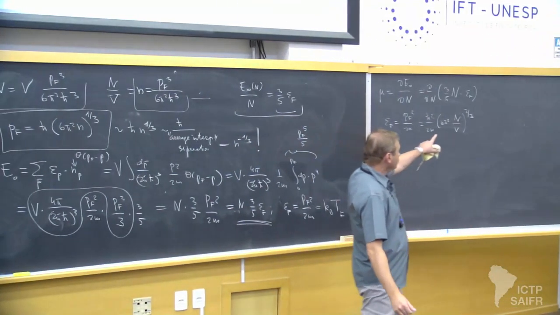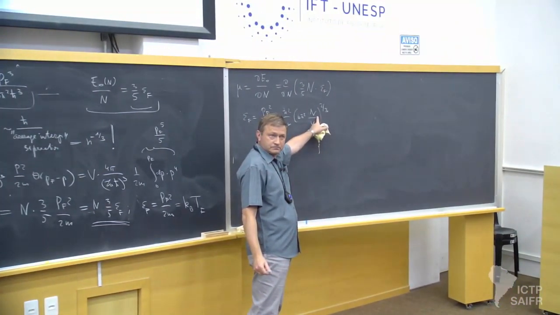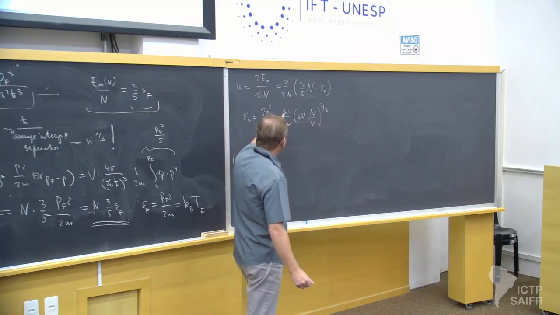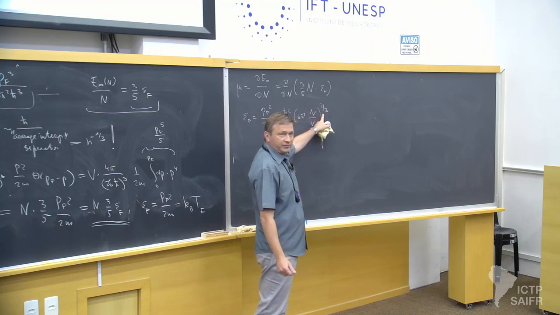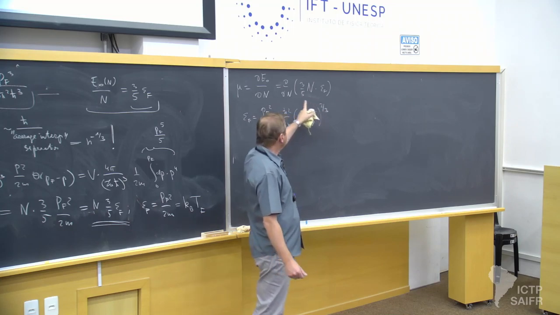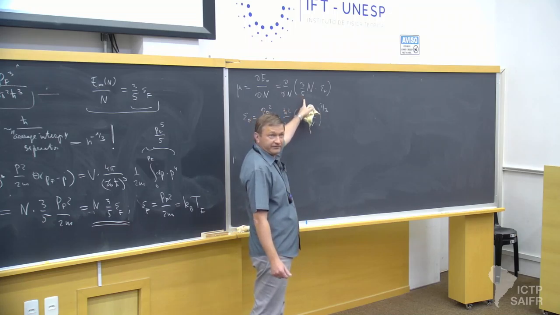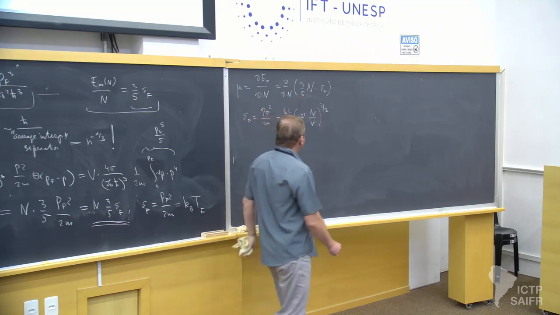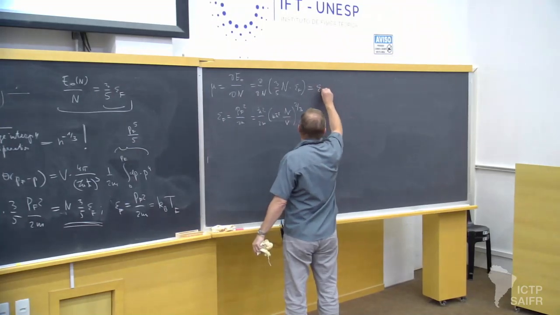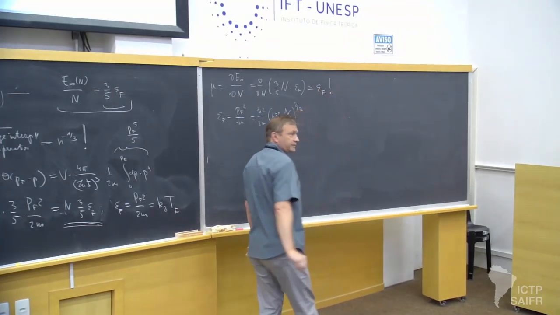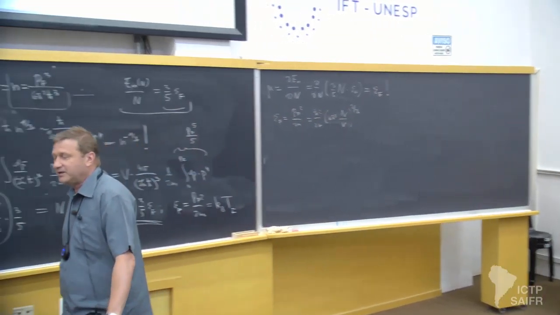So this n you should not forget. Yeah? And if you take this n into account, you see you have n here, and n to the power 2/3, total n to the power 5 over 3, that exactly cancels this 3 over 5. So what you get, you can very easily see that it's indeed epsilon Fermi. So our physical picture is right, and the mathematics too.